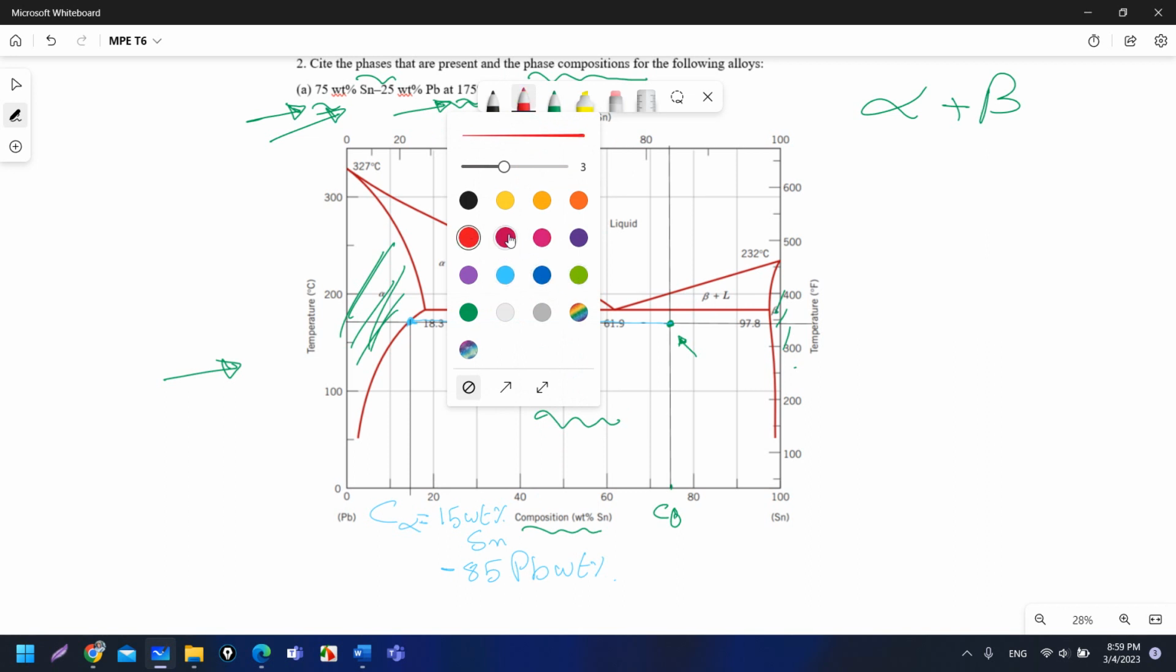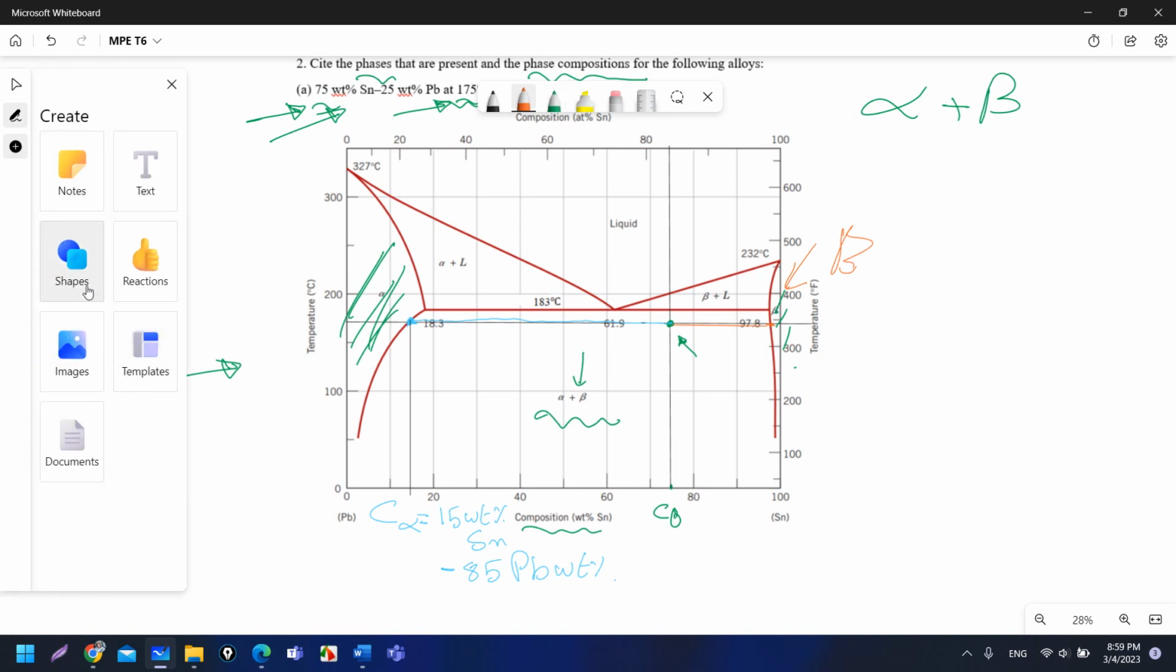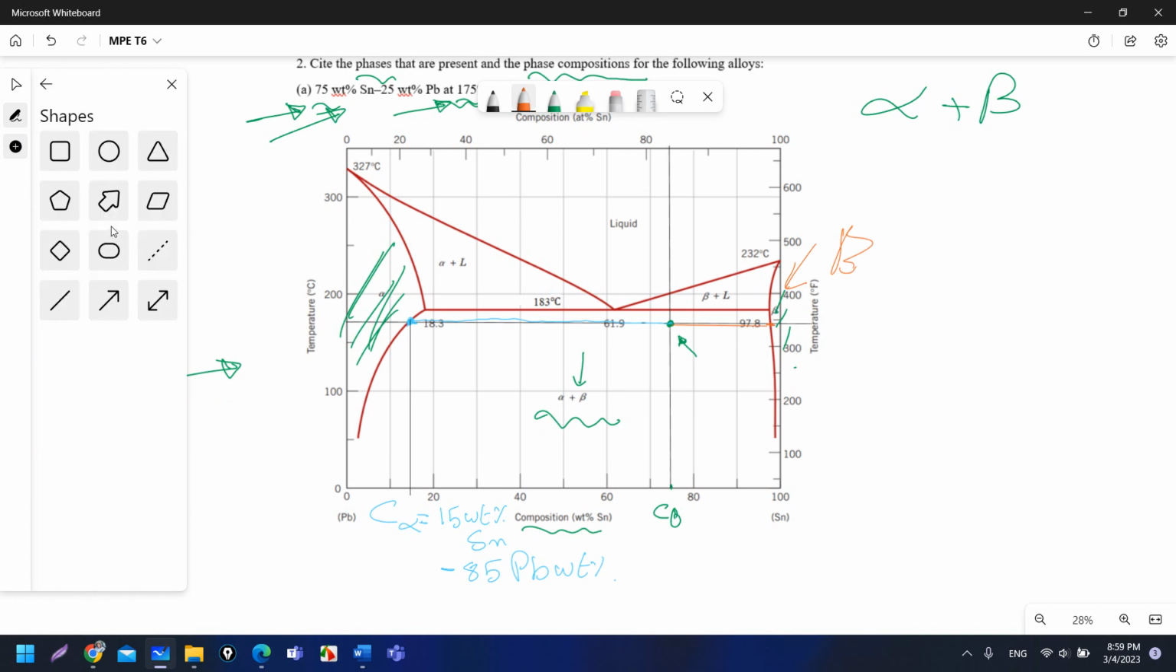The same thing I will do for the composition of the beta phase. For example, this line, this color. I will go from the point that I have until I touch the red line, which is the boundary of the region of the beta phase. Then I will construct a line until I touch the composition on the x-axis. It is approximately 98 weight% Sn. So C of beta, the composition of beta, is around 98 weight% of Sn and 2 weight% of Pb.